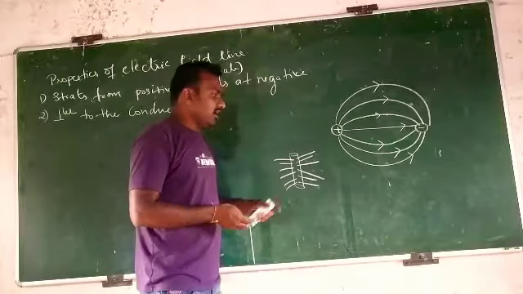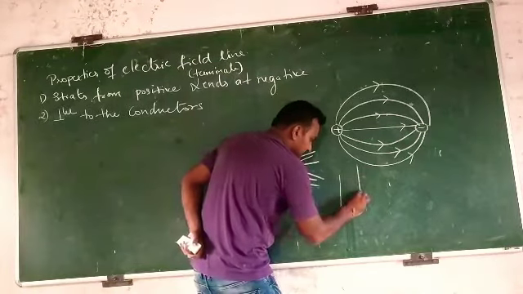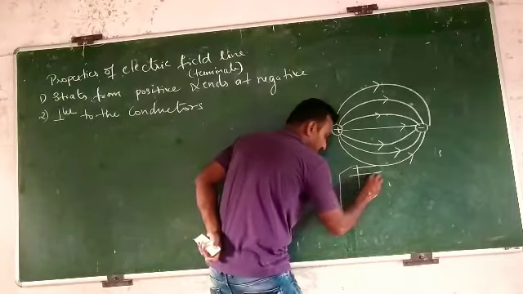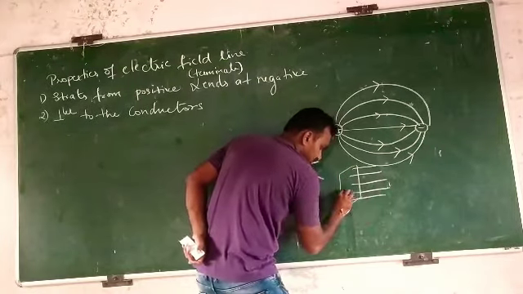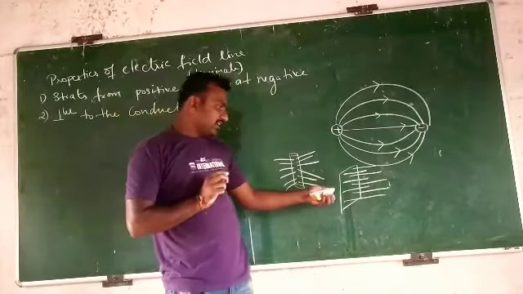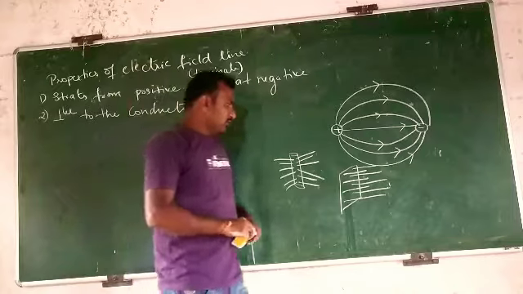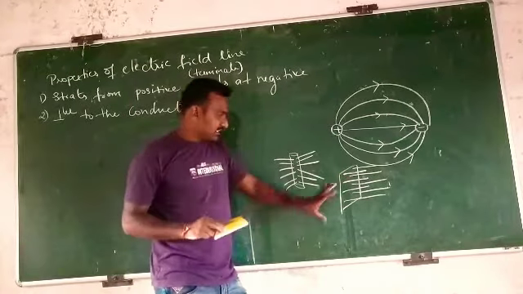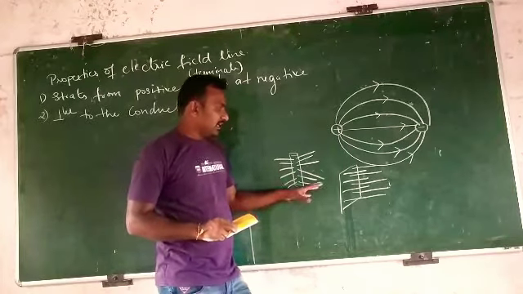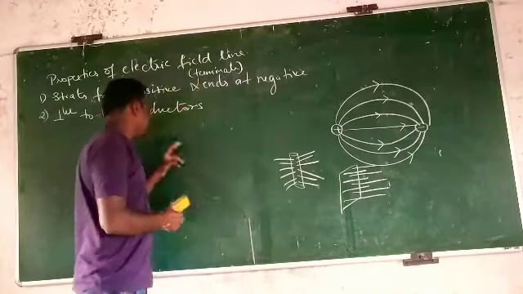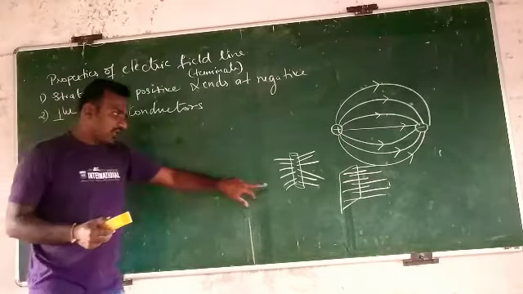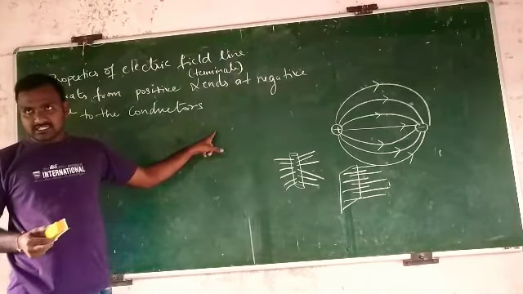Or if the conductor is like a sheet, then the electric field lines are always perpendicular to the conductor. It is like a shoe polishing brush, or like a test tube washing brush. Like this, the electric field lines are always shown perpendicular to the conductors.